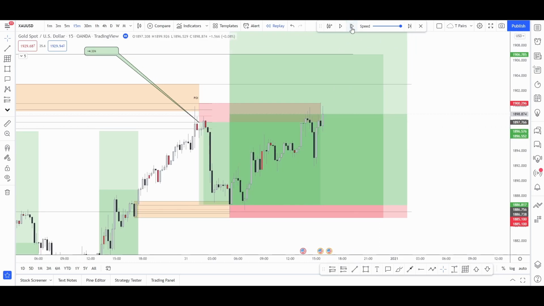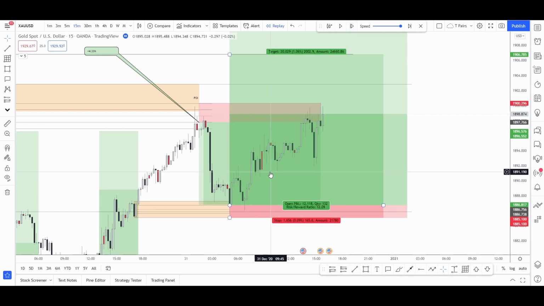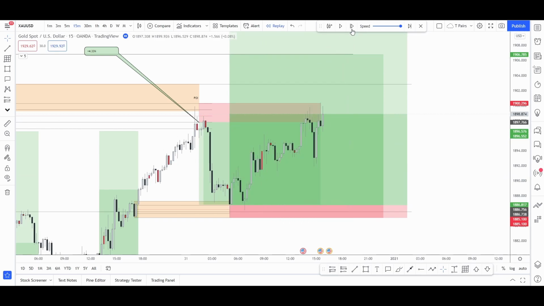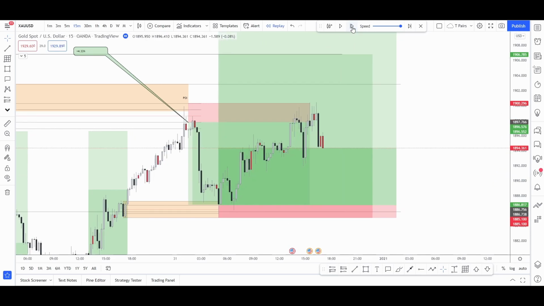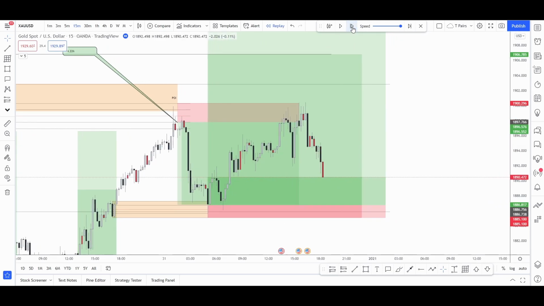I'll try and get some buy-ins if we can, or sort of re-enter somewhere, even possibly down here. No, let's just keep going. Order blocks only. Uh-oh.